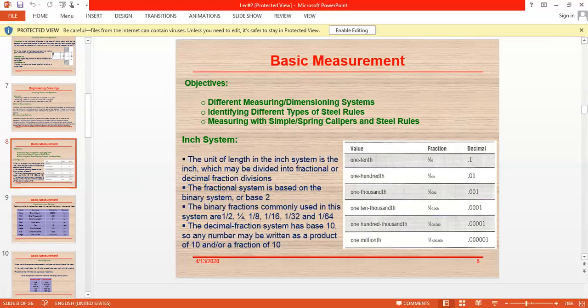Fraction system is based on the binary system, or base 2, which we normally use. Binary fractions commonly used in this system are 1/2, 1/4, 1/8 inch, with which the marking will be done. Decimal fraction system has base 10, so a number may be written as a product of 10 and a fraction of 10.